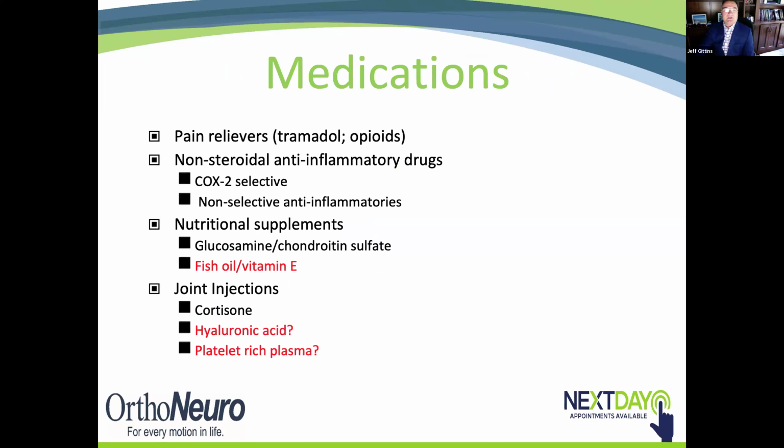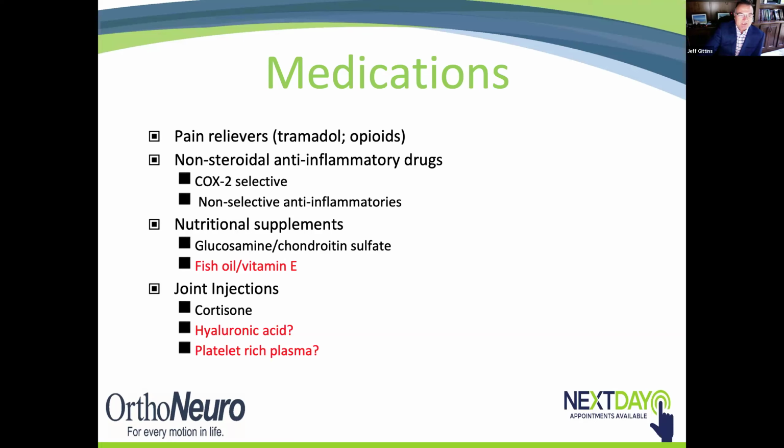With medications, we include pain relievers. Most often, once again, we do not use opioids, narcotics, or even tramadol, but we usually rely upon the non-steroidal anti-inflammatory medications, including the COX-2 selective medications like Celebrex, or the non-selective anti-inflammatory medicines like the ones you would normally see over the counter, such as Motrin, Advil, or Aleve. Some nutritional supplements can be of benefit, including glucosamine chondroitin sulfate, as well as fish oil and vitamin E, which act as antioxidants. Joint injections can be of benefit.